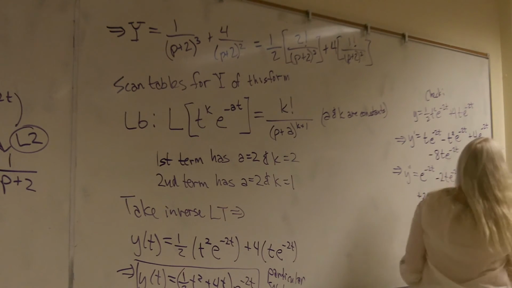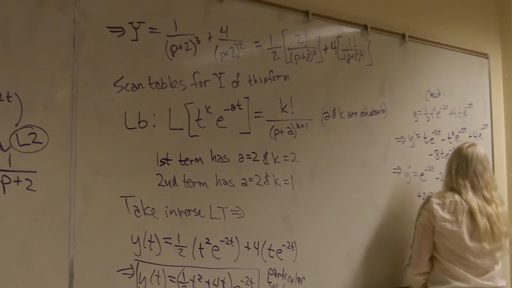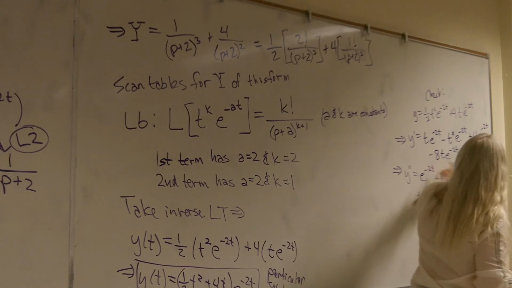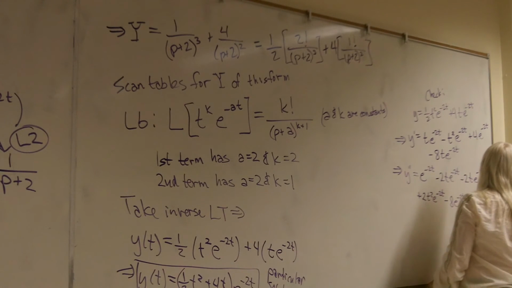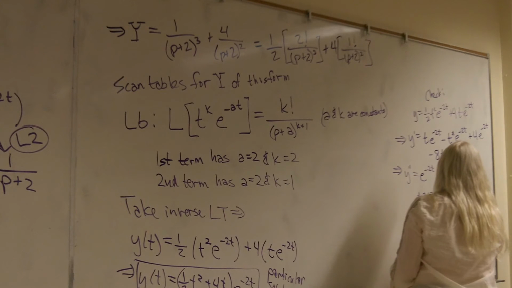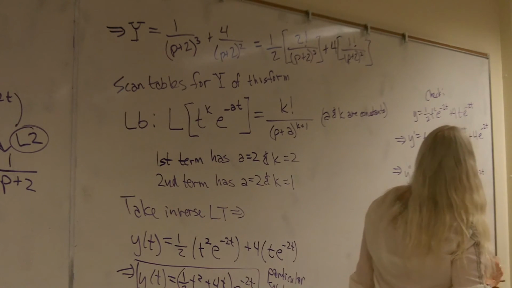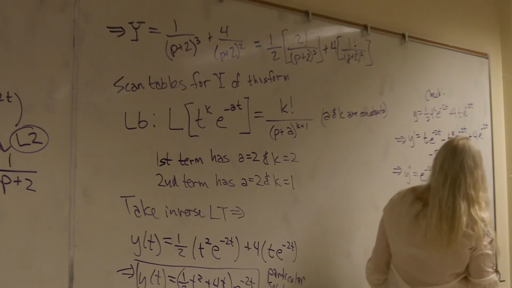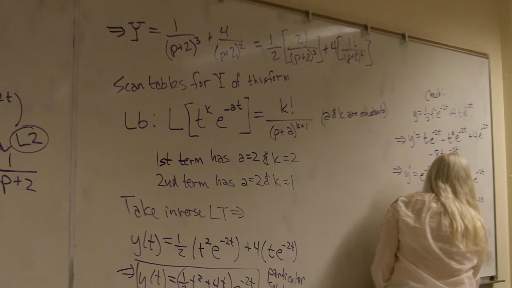From this term, I just get a minus 8 e to the minus 2t. And from this term, I get a minus 8 e to the minus 2t. And I also get a plus 16t e to the minus 2t. Well, let's simplify this a little bit. There's an e to the minus 2t in every term. Let's pull that out.